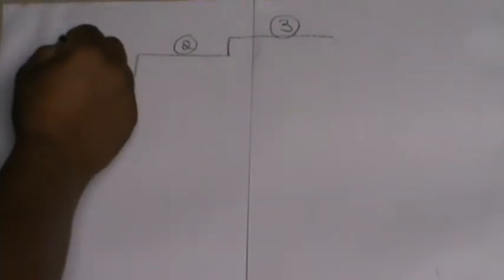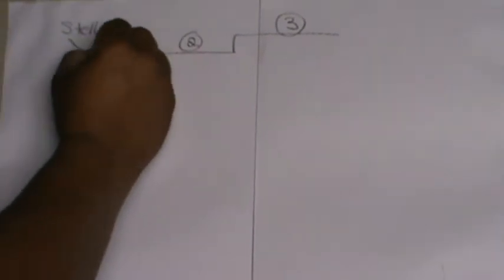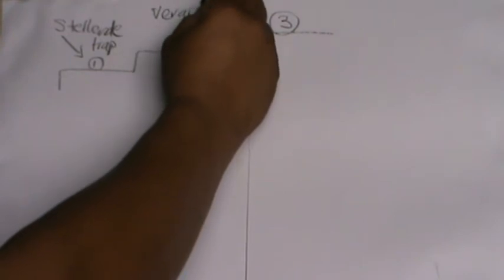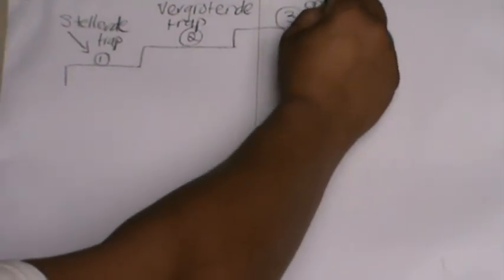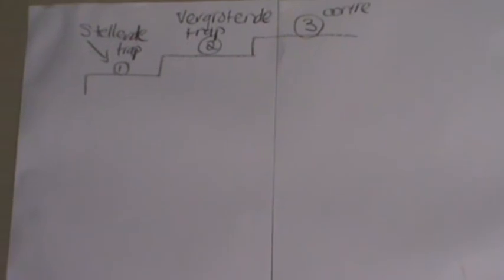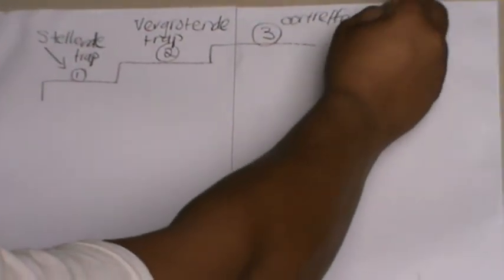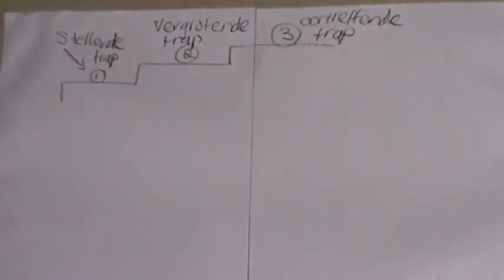The first one, we normally call it stellende trap. That one is stellende trap. The second one, vergrotende trap. And the third one, yeah, there. The third one was oortreffende trap. Right. So let's see.